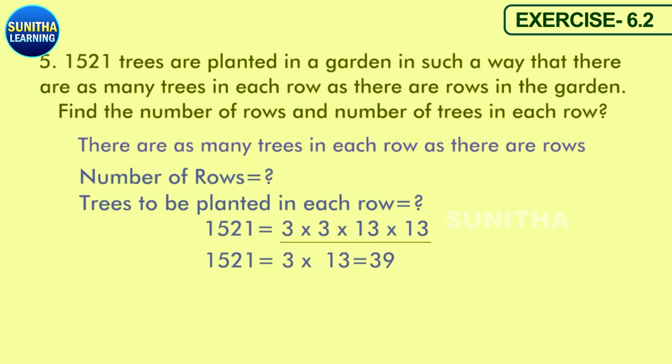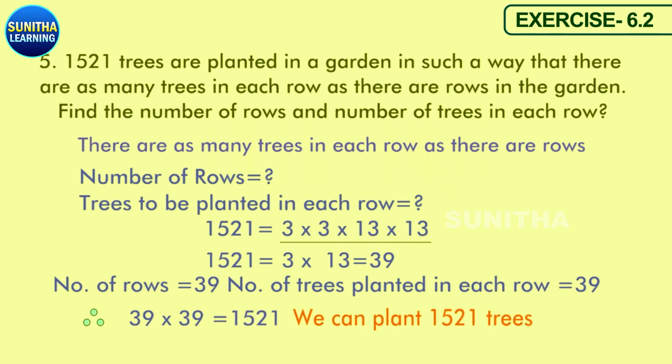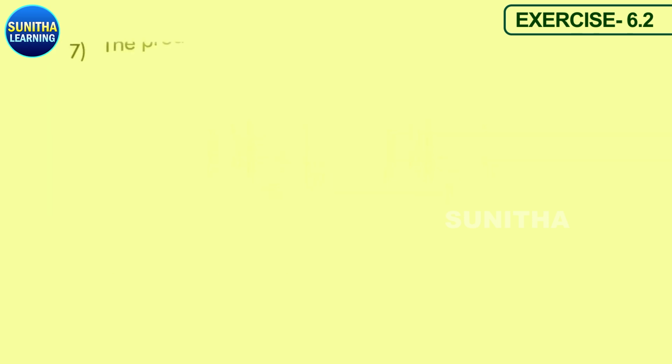So the number of rows is equal to 39. Similarly, the number of trees planted in each row is also 39, because both are equal. Therefore the number of rows is 39 and the number of trees planted in each row is also 39. Likewise, we can plant 1521 trees. Now see the seventh one.